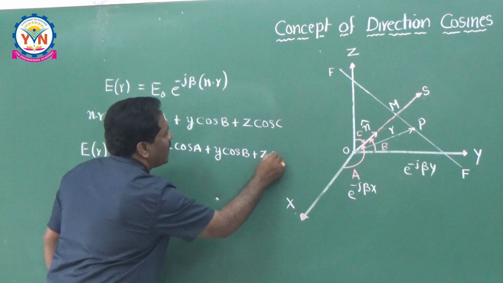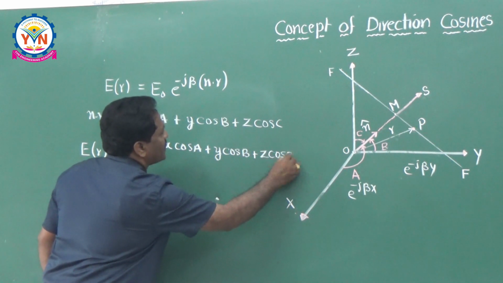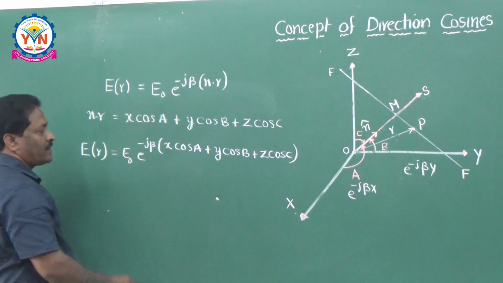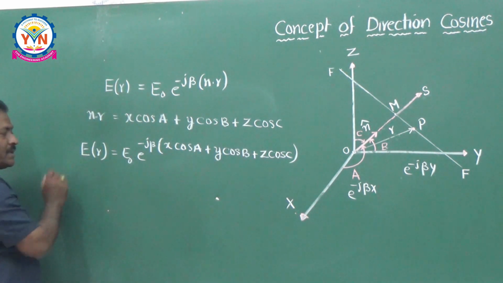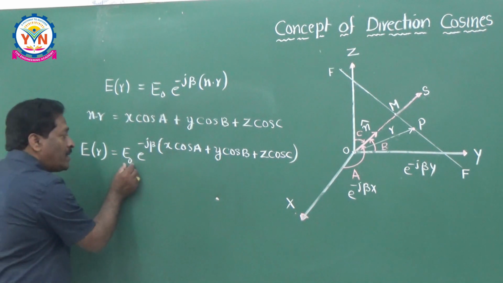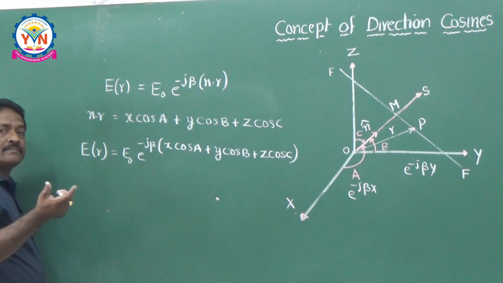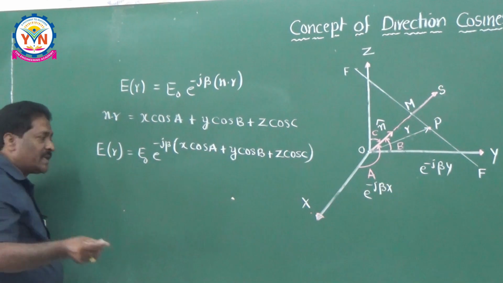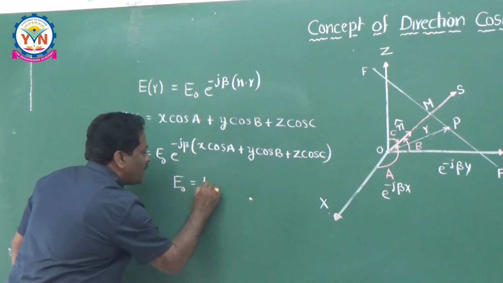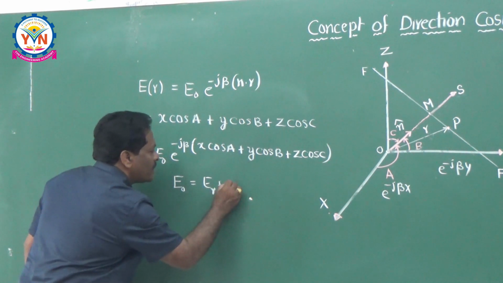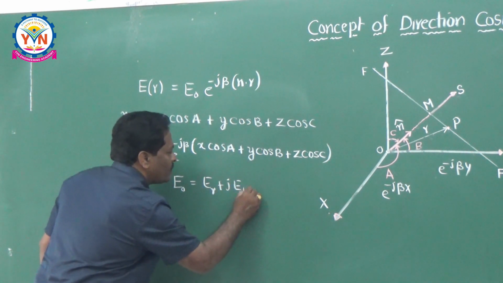So, if you know the angles a, b, c with respect to the x axis, y axis and z axis, you can write this equation here. But this E naught is not only real, it may be imaginary also. That's why your E naught will be equal to some real part plus some imaginary part also.